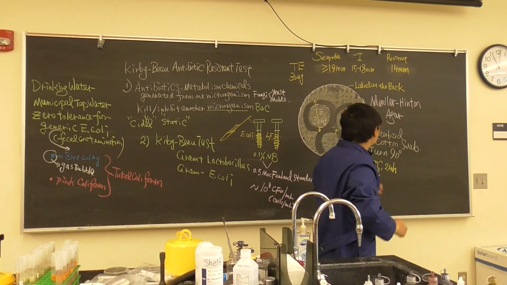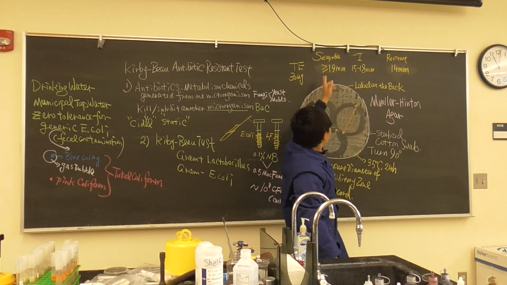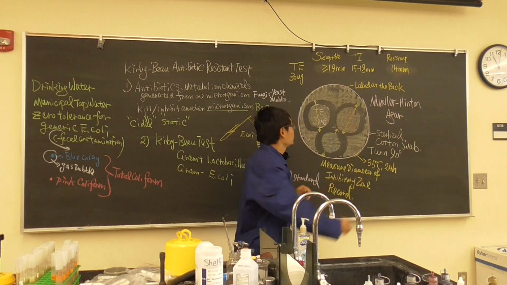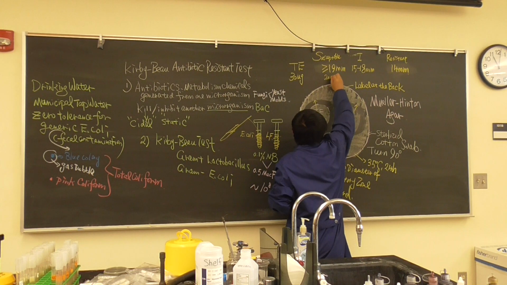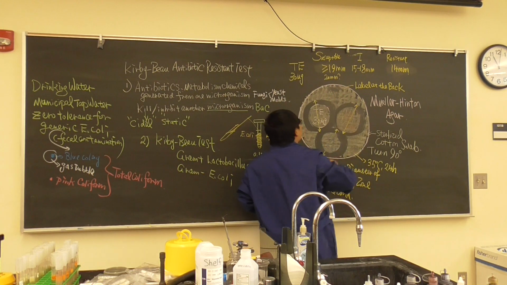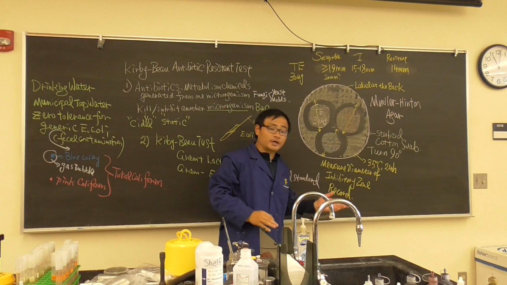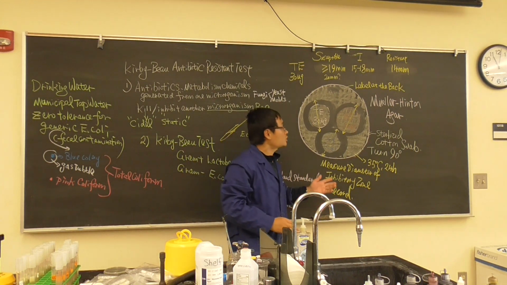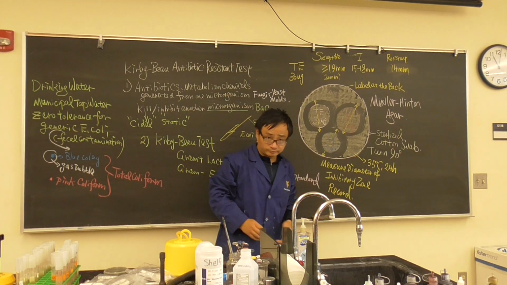If you see your inhibitory zone, let's say it's 20 millimeter, then what does this mean? The bacteria you put there, E. coli or lactobacillus, is susceptible to tetracycline.